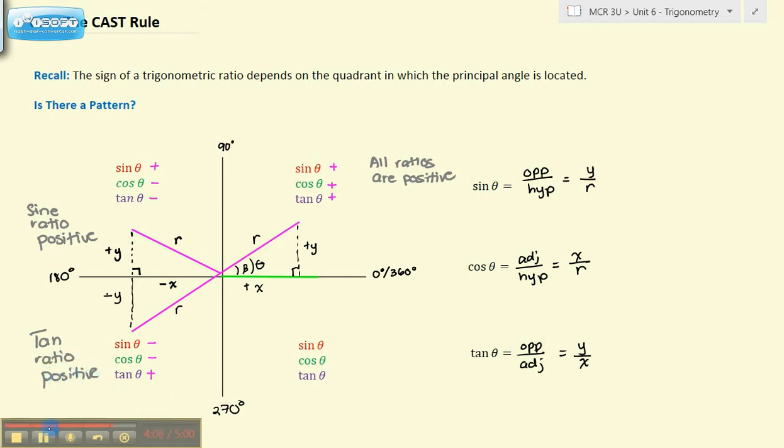Now if I look at my last quadrant and draw a right angle, I have my positive x value, my negative y value, and still my positive r. So when I take the sine ratio, I'm looking at my opposite, which is negative over a positive, which gives me a negative. Then my cos is my adjacent over my hypotenuse, which is positive, and my tan is a negative divided by positive, which is a negative. So in this quadrant, only cosine is positive.